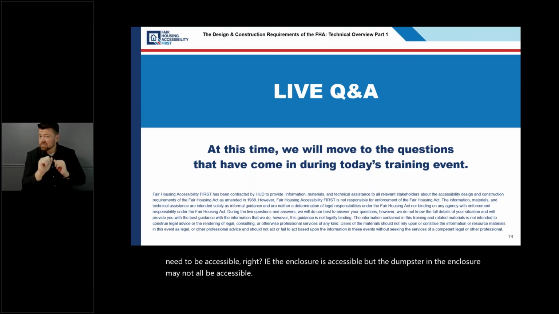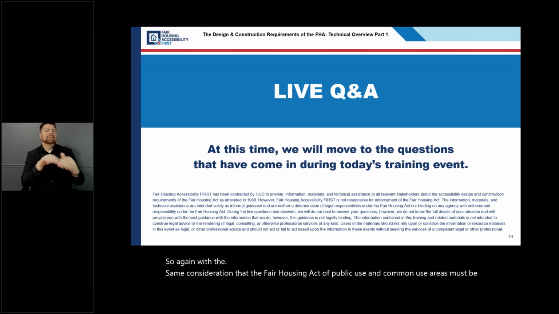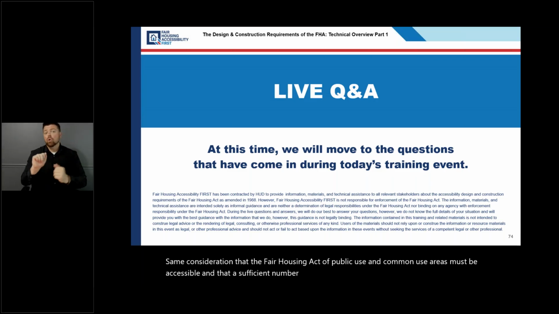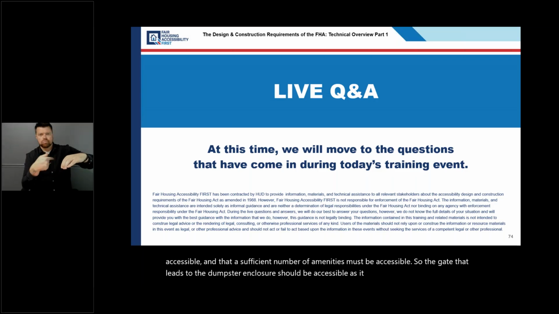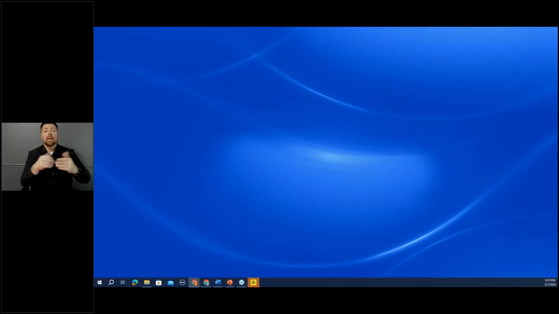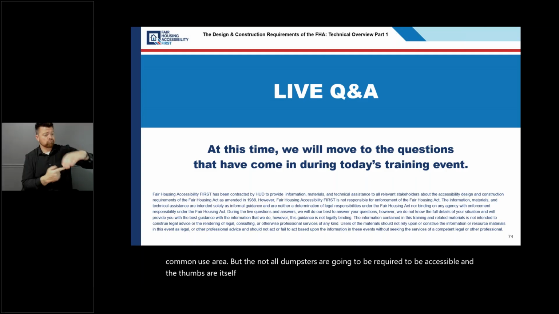So again, with the same consideration that under the Fair Housing Act, the public use and common use areas must be accessible, and that a sufficient number of amenities must be accessible. So the gate that leads to the dumpster enclosure should be accessible, as it is part of that public use and common use area, but not all dumpsters are going to be required to be accessible, and for the dumpster itself, there are no specific requirements.